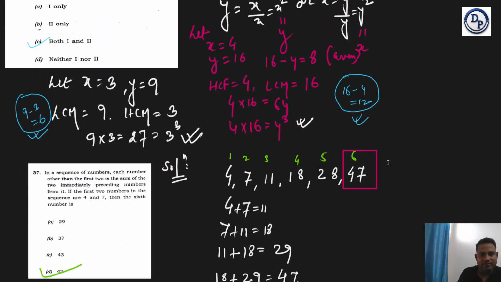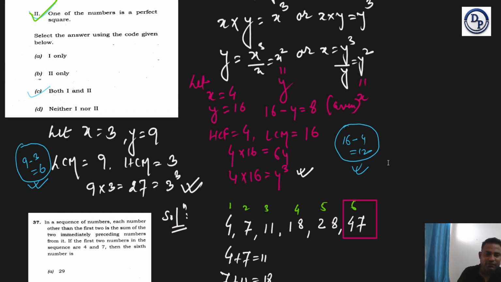So similarly, this is what I did here as well. Consider x equal 3 and y equal 9. Here you can say every time I have to consider y as a perfect square. Here y is 16, the perfect square, and y is 9 as a perfect square. Similarly, I did the calculation. LCM is 9, HCF is 3. Again, I multiply, got 27, and 27 is the cube of 3.